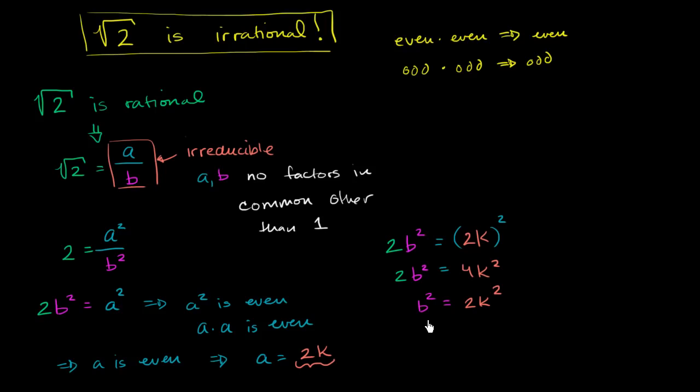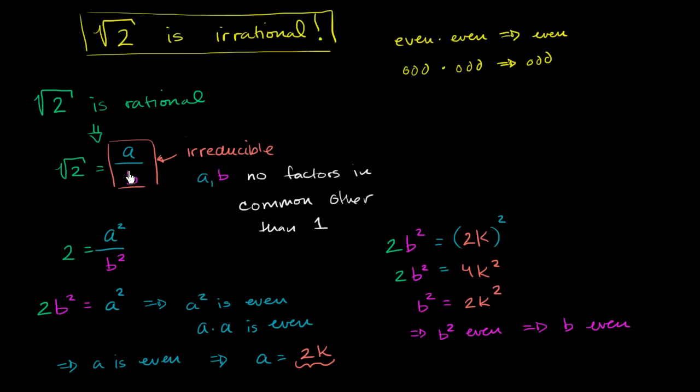And this tells us that, well, k squared is going to be an integer. You take any integer times 2, you're going to get an even value. So this tells us that b squared is even. Well, if b squared is even, by the same logic we just used, that tells us that b is even. So here's our contradiction.